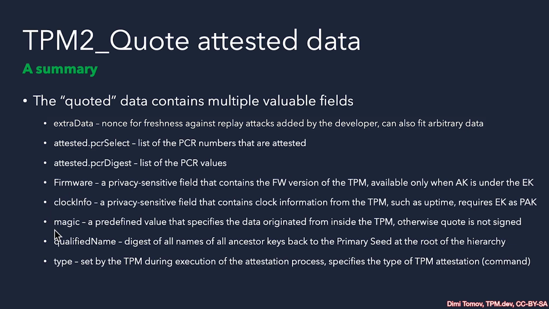So the magic value here is just an additional proof in the signed evidence that this is genuine data. And then the qualified name is also just for additional proof of the key that has been used. Last but not least, we have the type that helps us determine what is the attested data we have so we can parse it properly.